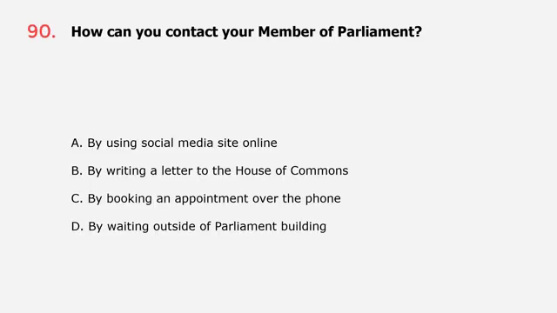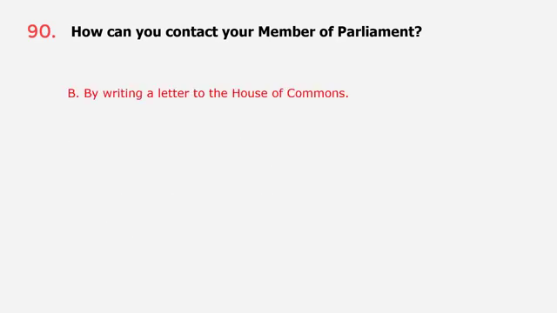Question 90. How can you contact your Member of Parliament? A. By using social media site online. B. By writing a letter to the House of Commons. C. By booking an appointment over the phone. D. By waiting outside of Parliament building. The answer is B. By writing a letter to the House of Commons.